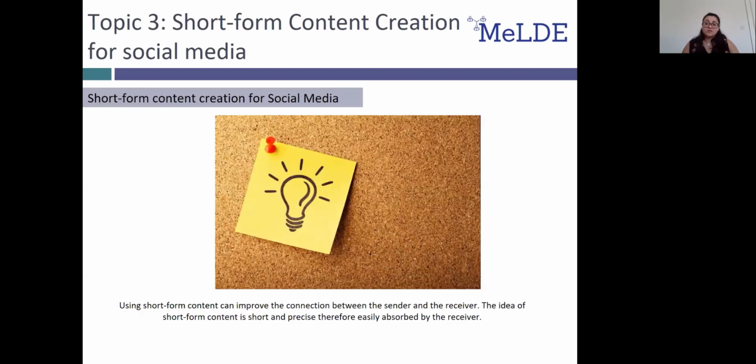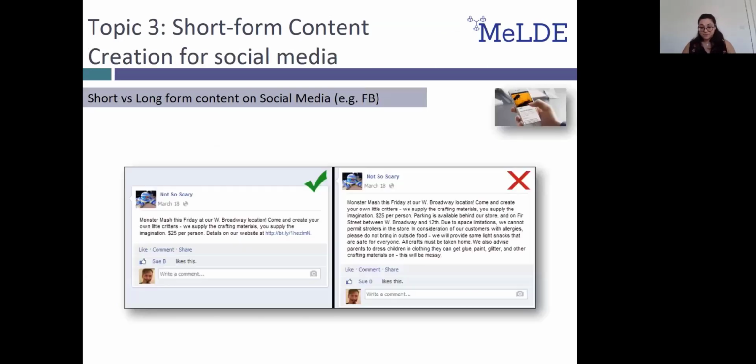So first of all, what is short-form content? In a nutshell, short-form content is defined as content that consists of a limited number of words and does not require a lot of critical thinking when reading it. Using short-form content can improve the connection between the sender and the receiver. The idea behind short-form content is that it's short and precise and therefore easily absorbed by the receiver.